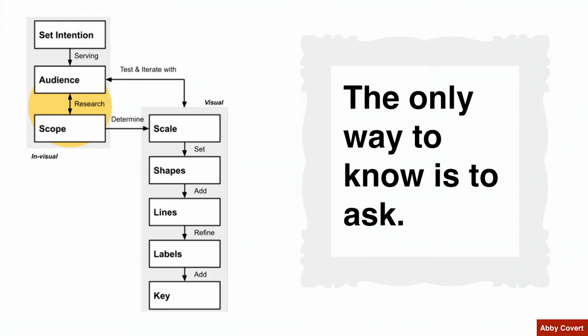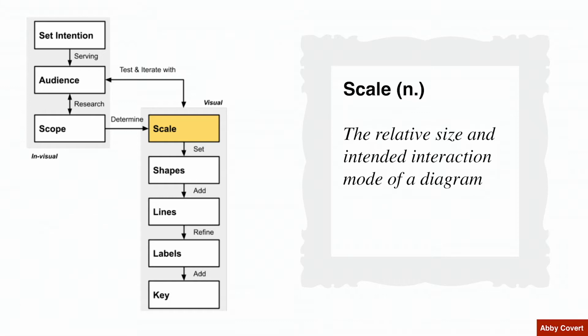The only way to know the right scope of our diagram is to ask our users. And the dance between understanding our audience and determining our scope can be pinged and ponged quite a bit before we finally get it right. But once we know what we're diagramming, who we're diagramming for, and why we are diagramming in the first place, now we have a string of visual decisions to make, and these ultimately determine what the audience sees as the diagram. The first visual decision is about diagrammatic scale.